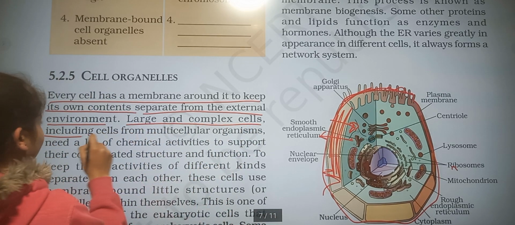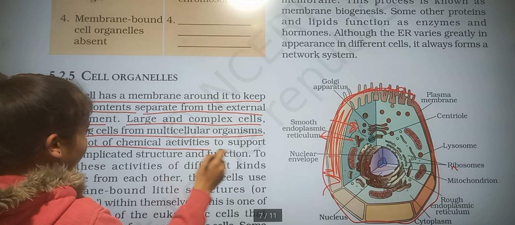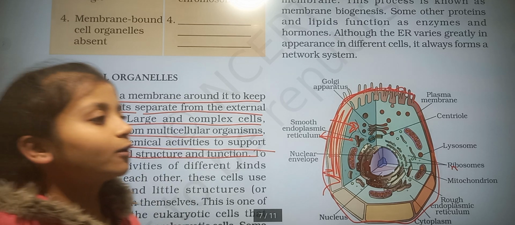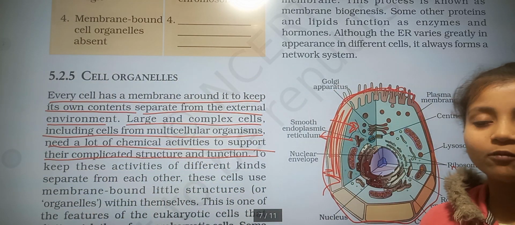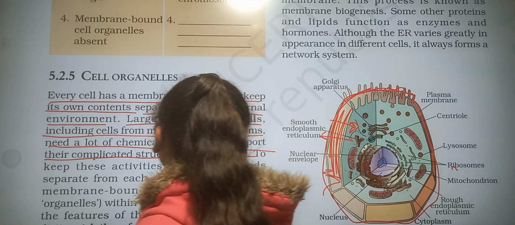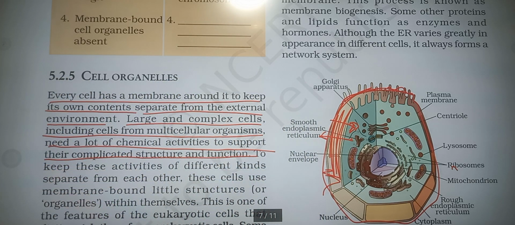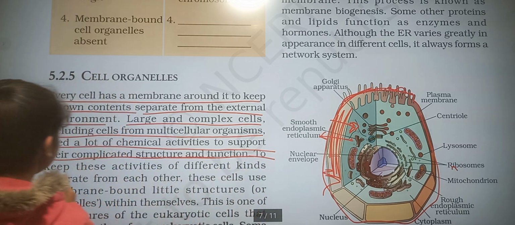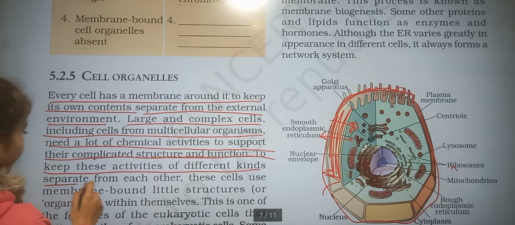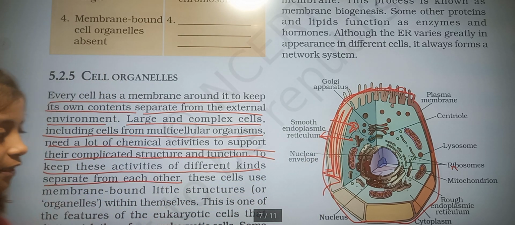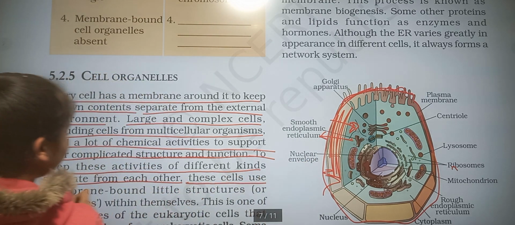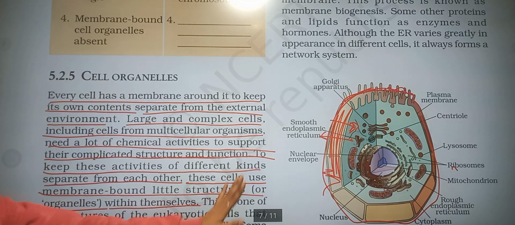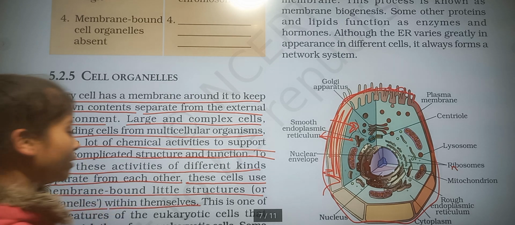Large and complex cells, including cells from a multicellular organism, need a lot of chemical activities to support their complicated structure and function. It means in a multicellular organism, a large number of functional activities are performed. To keep these different kinds of activities separate from each other, these cells use membrane-bound structures or organelles within themselves.